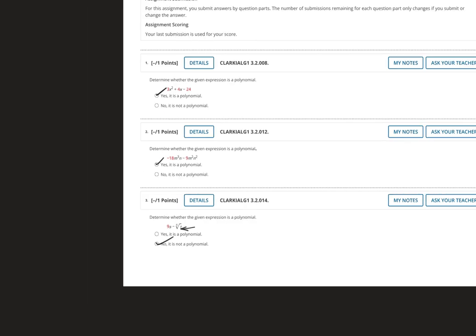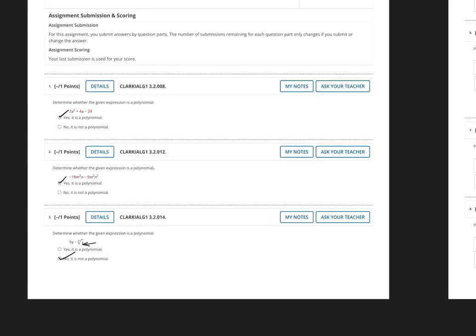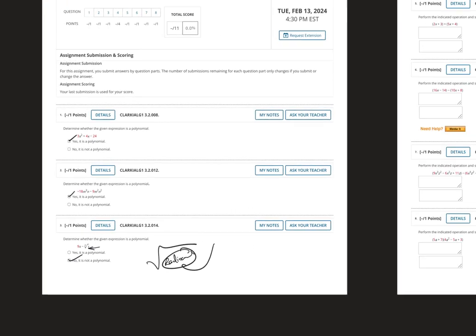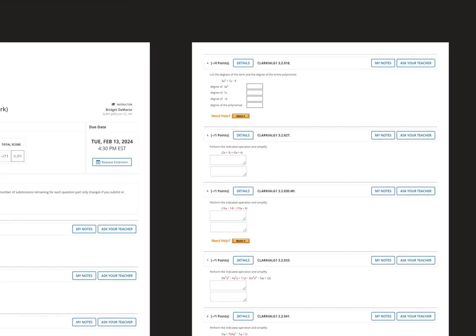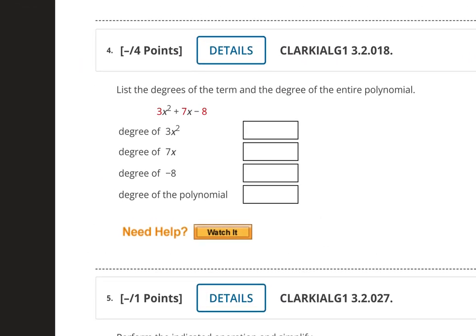So it's just two things you're looking for, and that's a variable on the bottom of a fraction and a variable radicand, because if you remember, this is a radical symbol, and whatever's here is called the radicand, and you can't have that be a variable. If we look at number 4, we're looking at a polynomial.